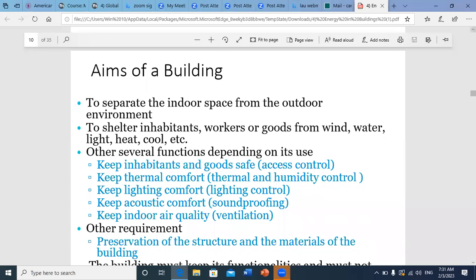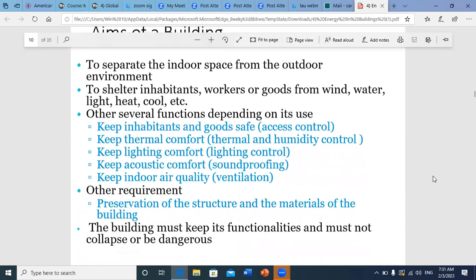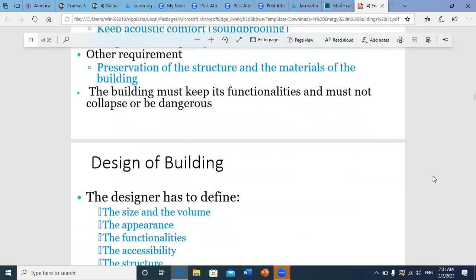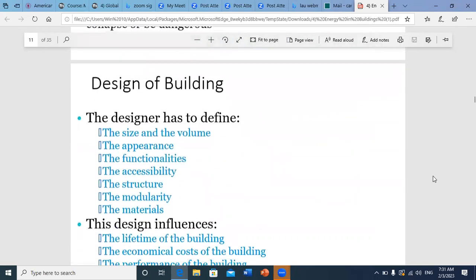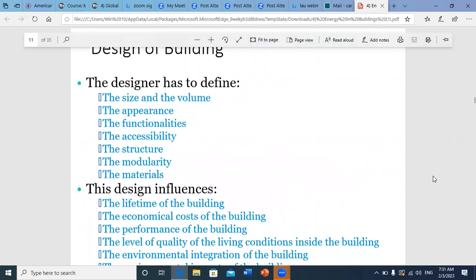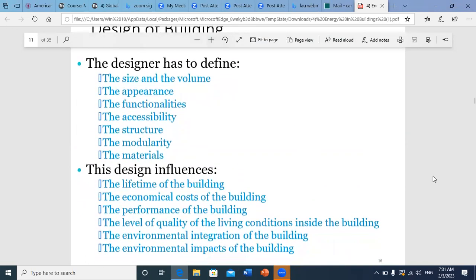Other requirement will be the preservation of the structure and the materials of the building. So the building must keep its functionalities and must not collapse or be dangerous to the environment. Now, of course, whenever we want to design a building, the main aspects to consider will be the size and the volume, the right place to put our building in, the external appearance, the functionalities, the accessibility, the structure, the modularity, the materials, etc.